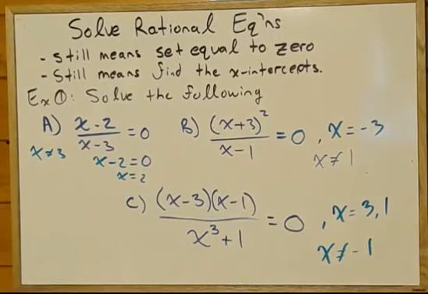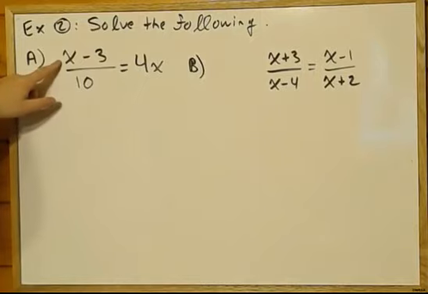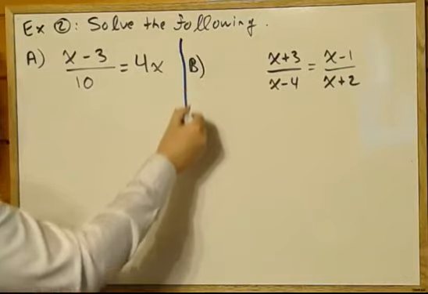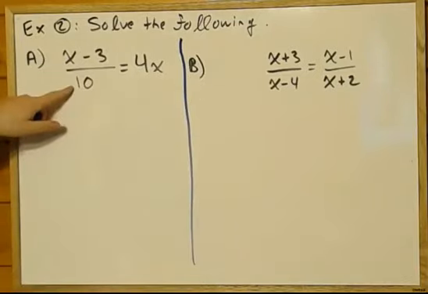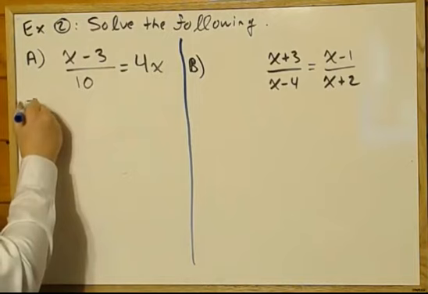And so for now, let's have a look at some more tougher examples of rational equations. So let's get started with two examples we might have been able to solve in the past. So here we have x minus 3 over top of 10 is equal to 4x. So the goal here for solving these things generally is we want to eliminate denominators.